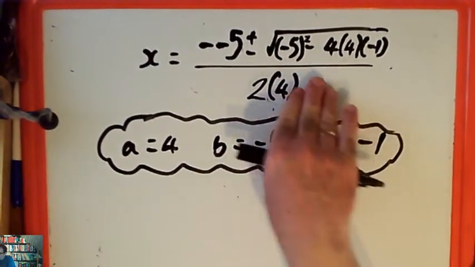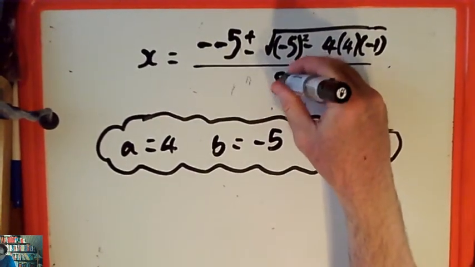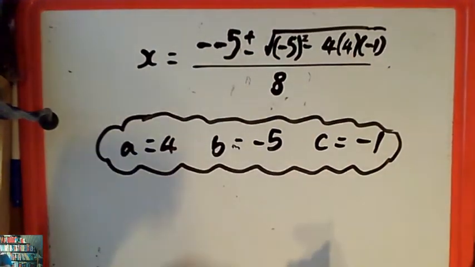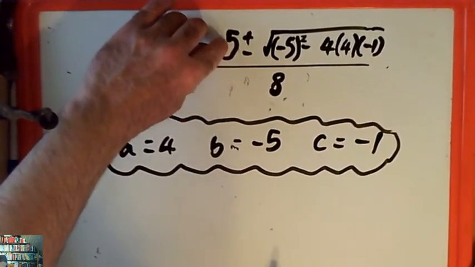2 times 4 on the bottom is just 8. Minus 5, that's just the same as plus 5.